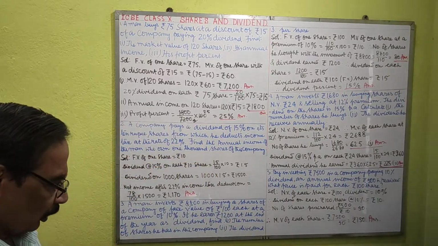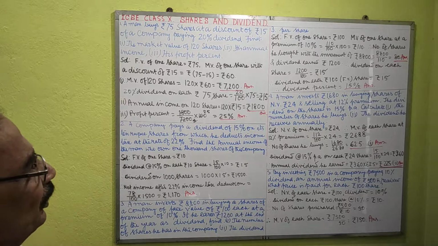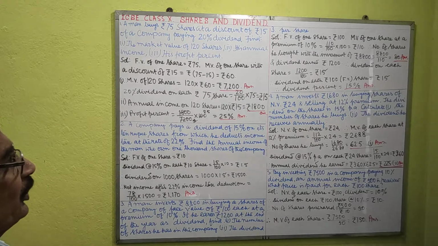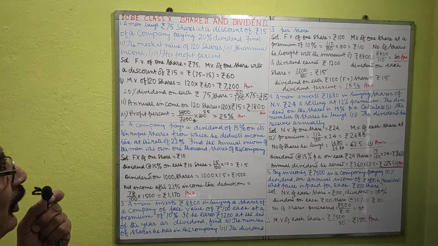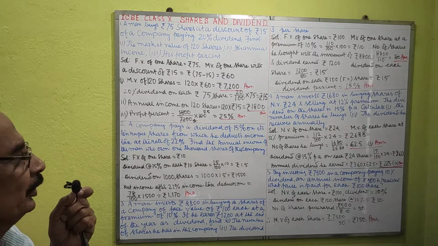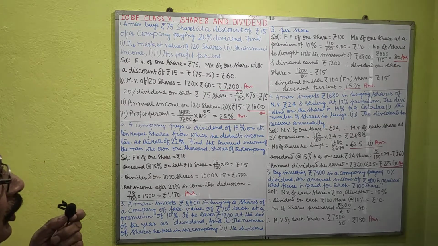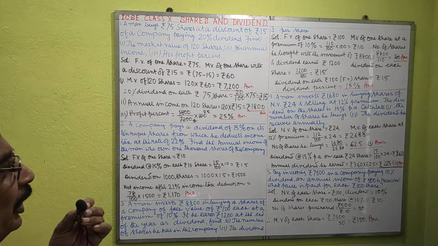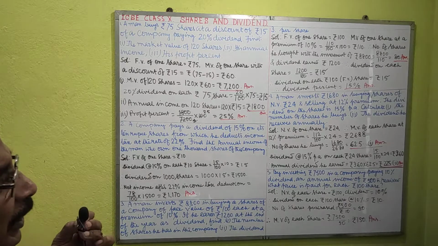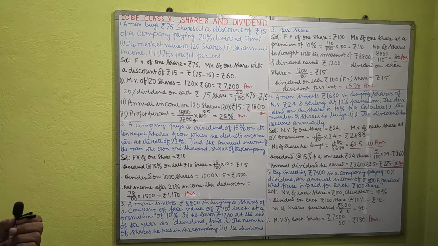Therefore, the face value of one share is rupees 100 and market value of one share at a premium of 10% equal to 110 by 100 into 100, that is 110. Therefore, number of shares he bought with investment of rupees 8,800 equal to 8,800 by 110, that is 80 shares. So he purchased only 80 shares.